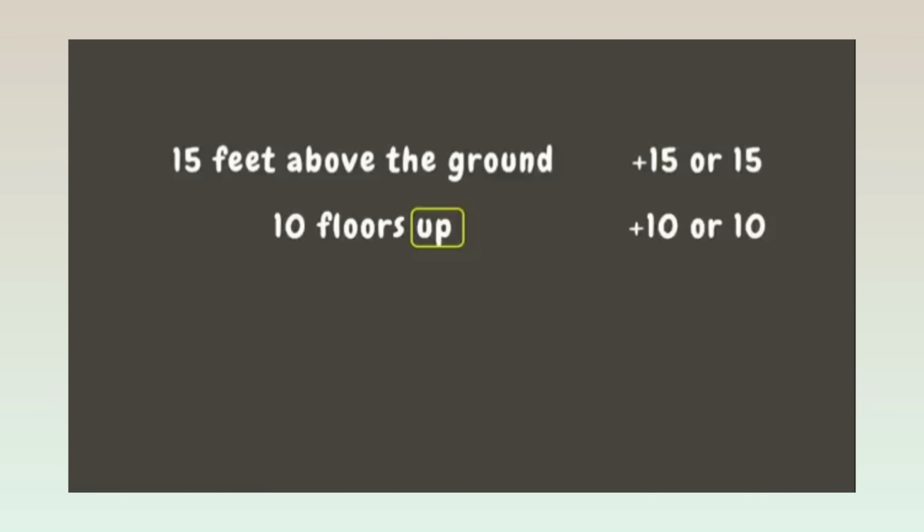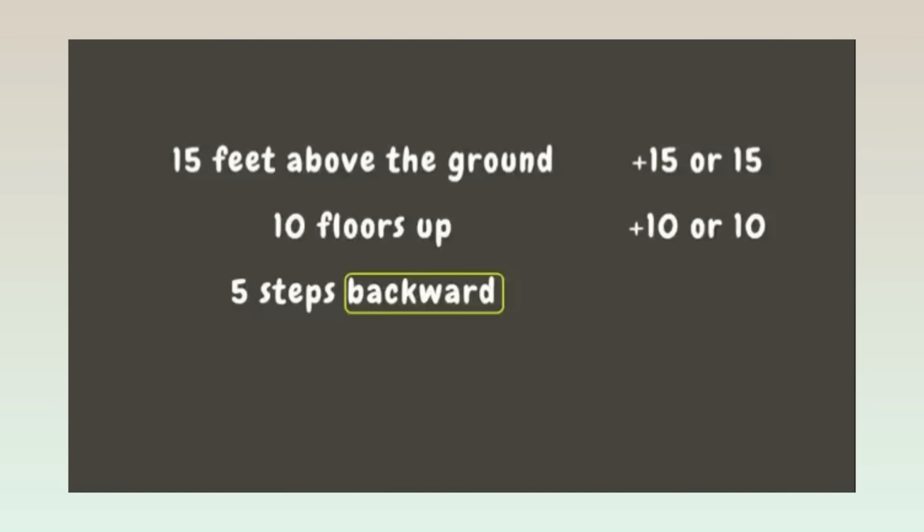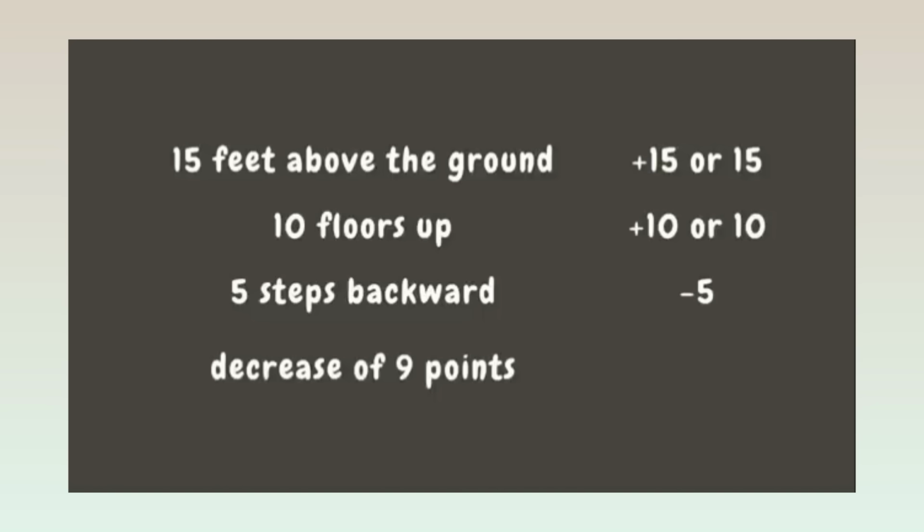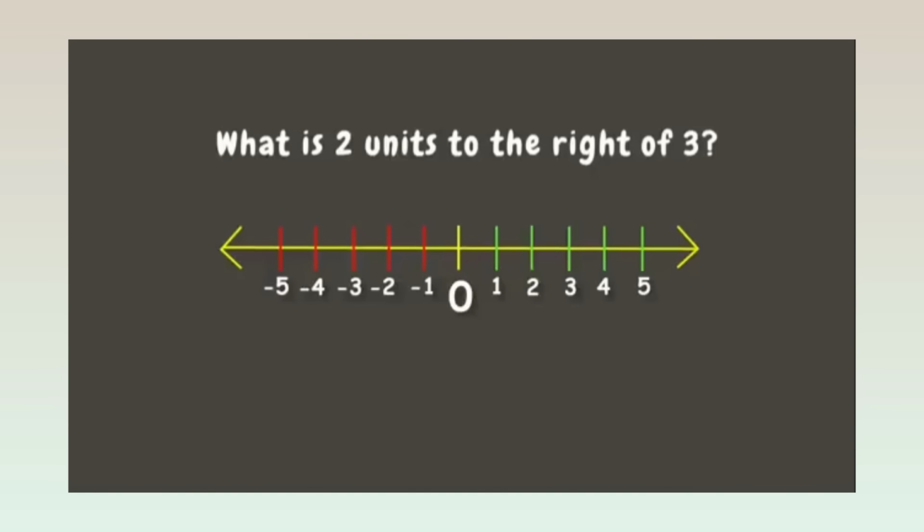15 feet above the ground. How do we say it? Above means it's more. Ground say upper, we call it as plus 15 or we call it 15. 10 floors up. Up means upper jana. That means we are considering it as a positive number, plus 10. 5 steps backward, piche jana, which means it will be a negative number, minus 5. We can't write it as a 5 without a sign. Decrease of 9 points. Again, it's a loss. Decrease मतलब कम होना. So again, it will be written as -9.